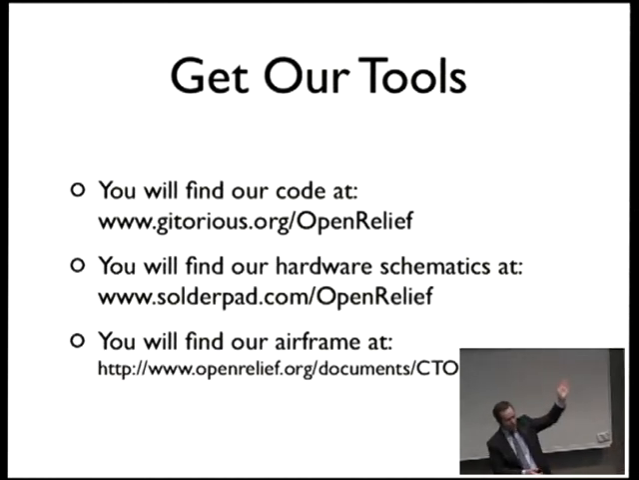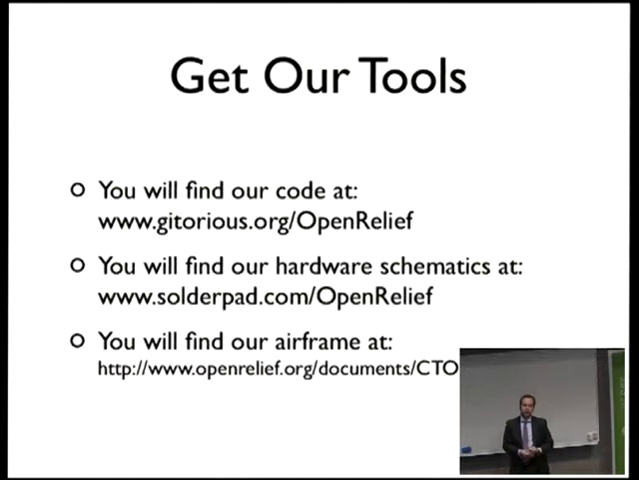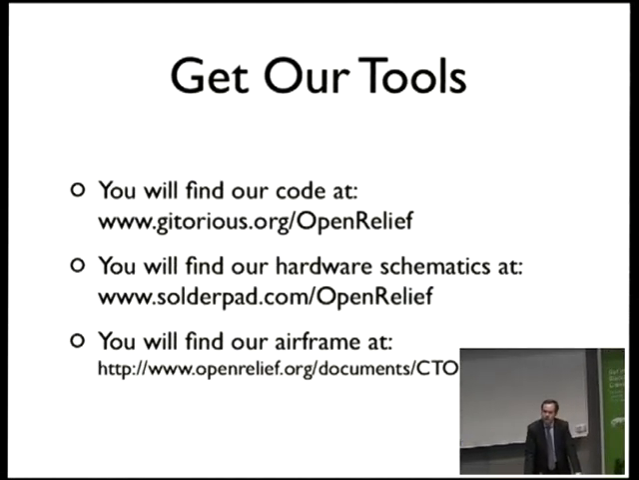So you can get our software code on Gitorious. You can find some of our electronic schematics, like the radiation detector, on SolderPad, which is an open hardware website. And you can get our Airframe currently on our normal website. We're looking for a repository that would be managed for this type of physical open hardware that would be suitable to place these things on in the future. If you have suggestions, let me know.